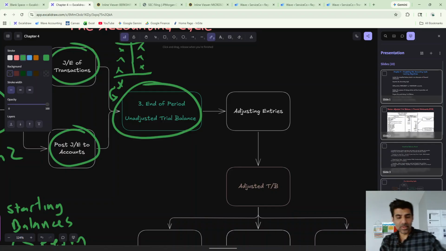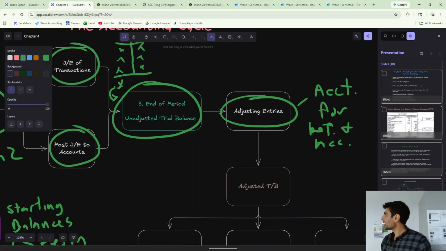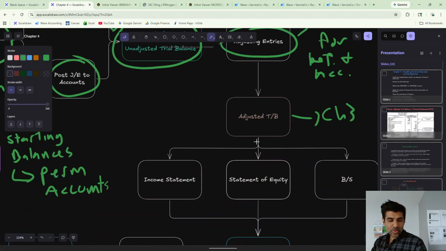So we needed to basically do all these adjusting entries to account for all of our deferrals and accruals. Deferrals and accruals. Okay? So this is chapter 3. This is again chapter 3. And we got here. This is chapter 3. Adjusting entries. Okay? So with this adjusted trial balance, we now have our updated balances for all of our accounts.